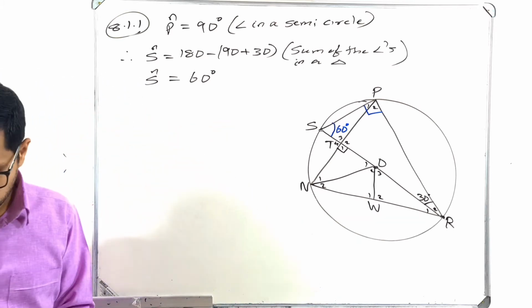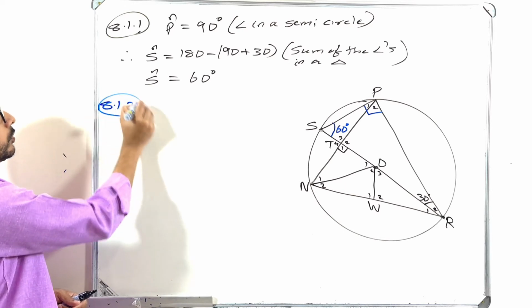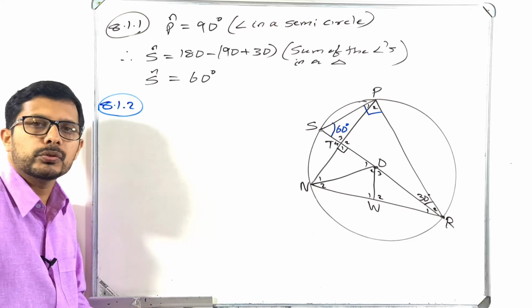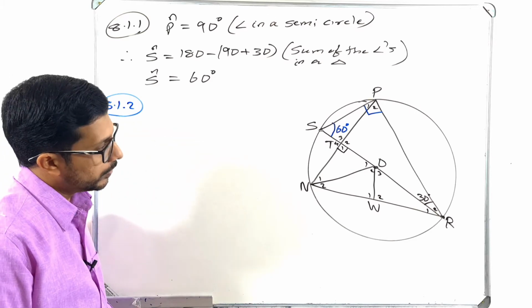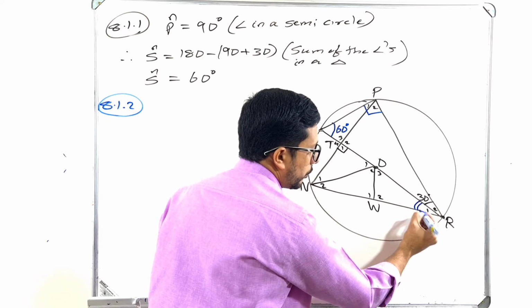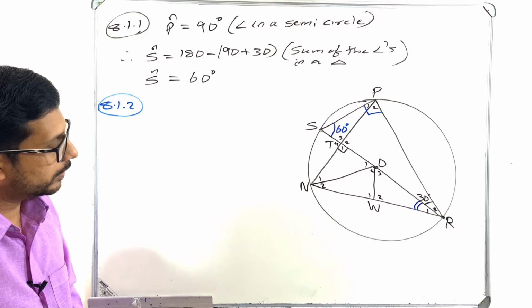Question 8.1.2. What is that question? Angle R1. You have to find angle R1. Which one is R1? Okay, this angle is R1 and you have to find that angle. How can you find that angle, guys?